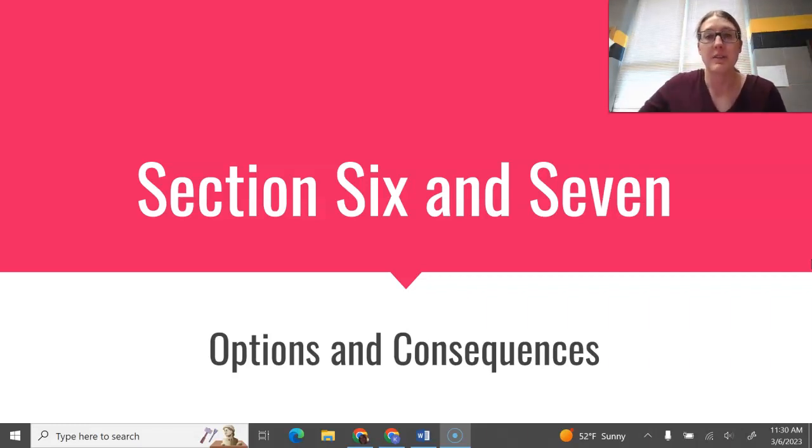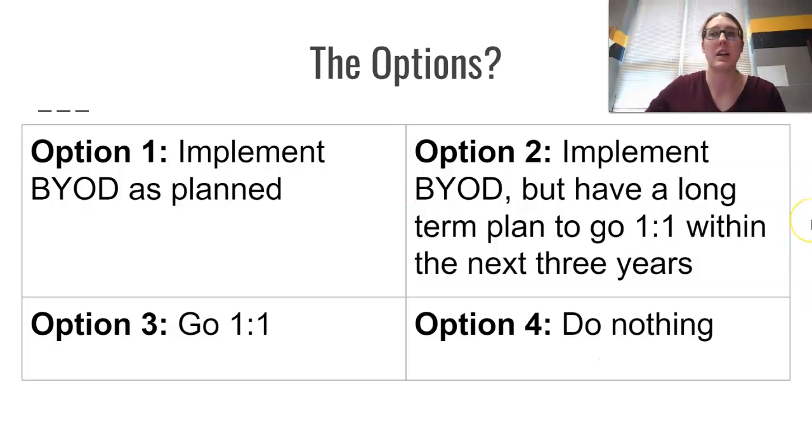So the first thing we have are different options. Option 1 is to implement BYOD as planned. The students that have devices will bring them, we'll get on the network, we'll hook it up, and we will have a plan that goes and works it out from there. Option 2 is implement BYOD for this first year, but have a long-term plan to go one-to-one within the next 3 years. A little bit of information that I feel like I'm missing is in the case study, it said that the district does not have enough devices to go one-to-one, meaning that we do have some devices.